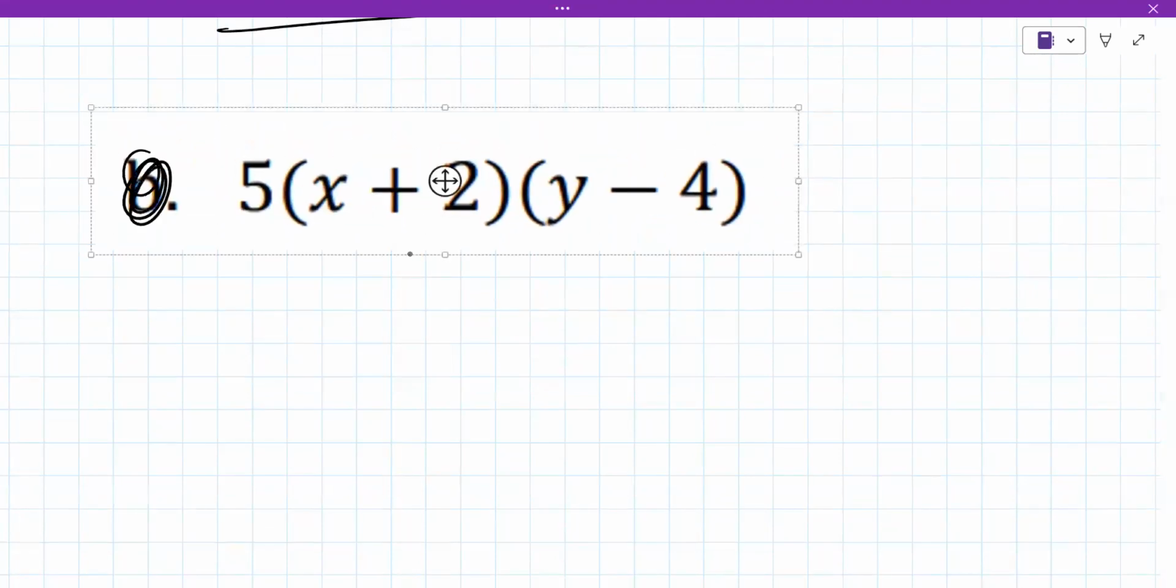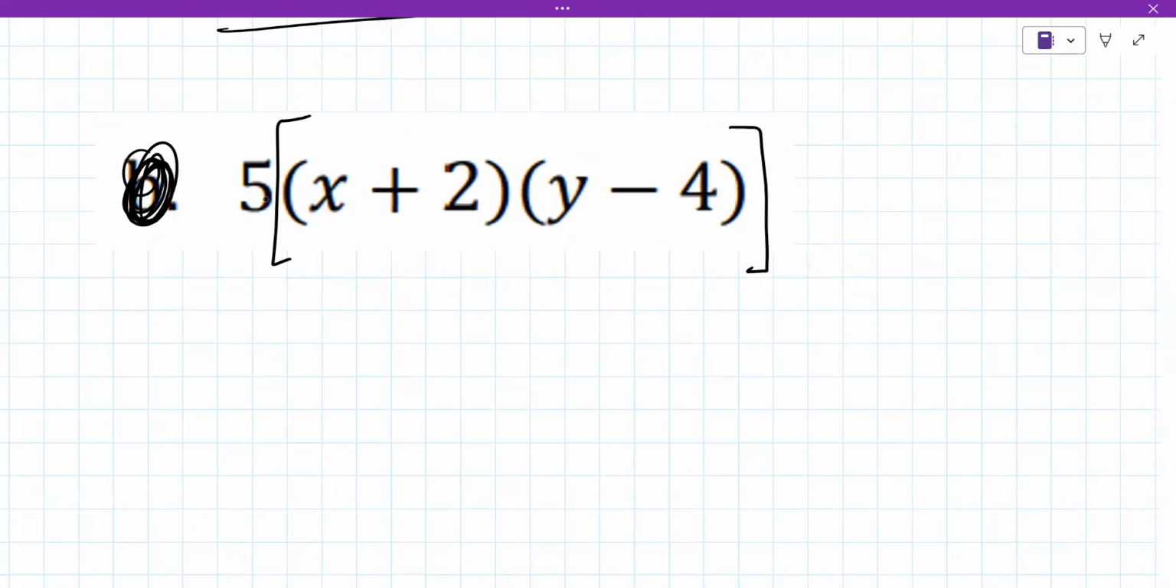Okay, here's a new problem for you to work on. This one is a FOIL problem, but there's also this 5 on the outside. So you almost treat it like the 5 is just waiting until the end. Like you FOIL it and then multiply everything by 5. Is that clear? Okay, give that a try, please.